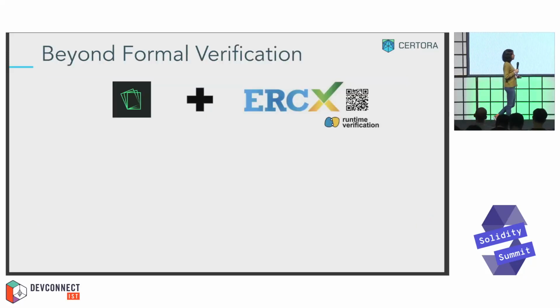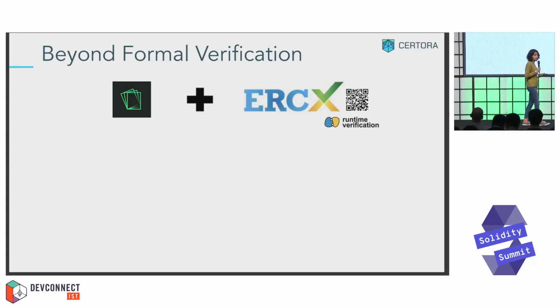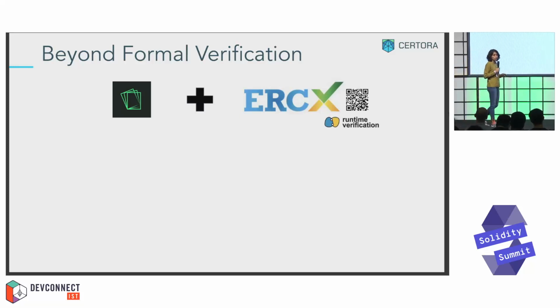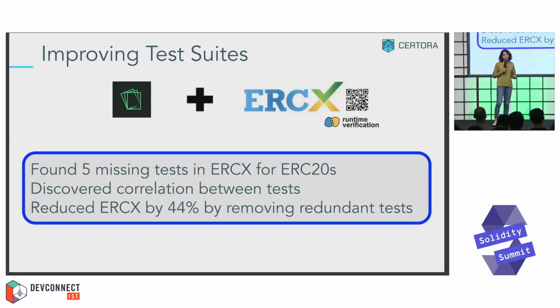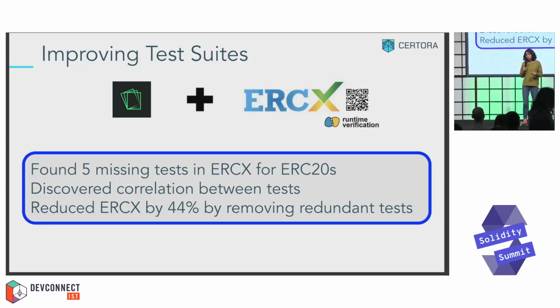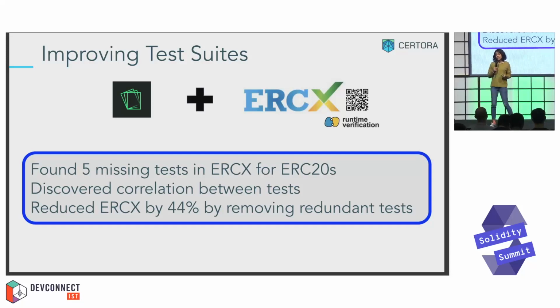Another thing that we have done: so far I showed you how we are using Gambit within the Certora Prover, but we have also started working on using it with other tools. In particular, one that we did recently is we integrated Gambit with the ERCx test suite. So it's not just useful for specification, you can also use it for evaluating tests. ERCx is a test suite that's developed by Runtime Verification. And one of the things that we found by running Gambit is that even though the test suite was actually pretty good to begin with, they still had missing tests. And so we added 5 more tests.